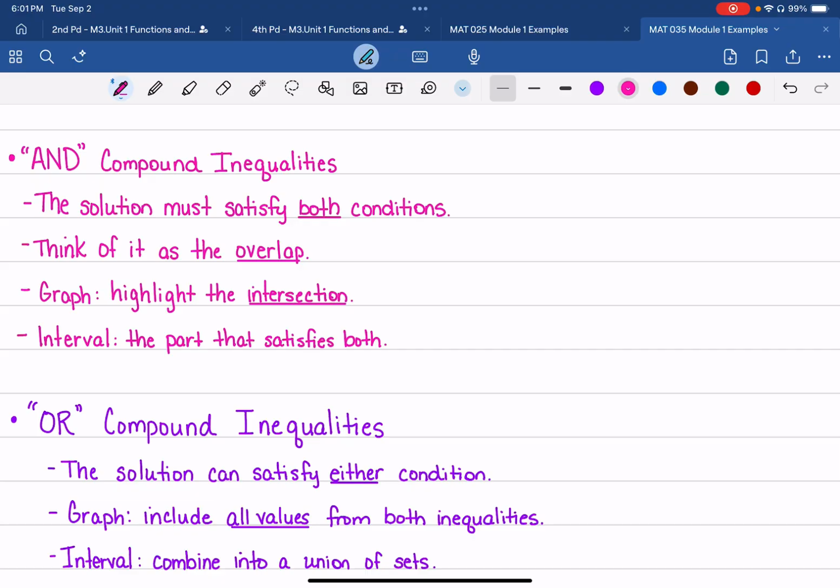In an and inequality, you want to make sure that your solution satisfies both conditions. That's really important. You want to think of it as the overlap when you're looking at the graph. When you're graphing it, you're going to look for where they intersect. For your interval, it's going to be the part that satisfies both inequalities.